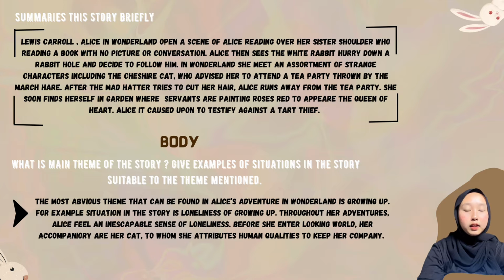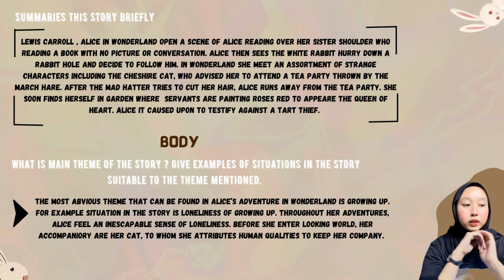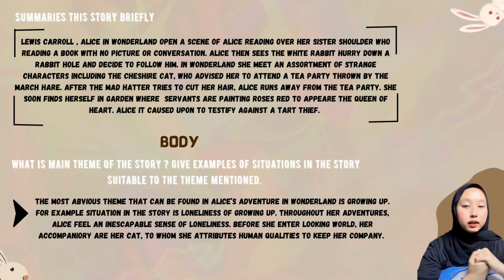In Wonderland, Alice meets an assortment of strange characters such as the Cheshire Cat, who invites her to attend a party made by Marshall. Then the Mad Hatter comes and tries to cut her hair, but she runs away from the tea party, and soon she finds herself in the garden where she sees a servant painting a red rose to appease the Queen of Hearts. Then Alice is called upon to testify against the thief. When Alice admits that she has nothing to do with the crime, the Queen orders her execution. Alice then wakes up at the last minute and realizes that all of that was just a dream.